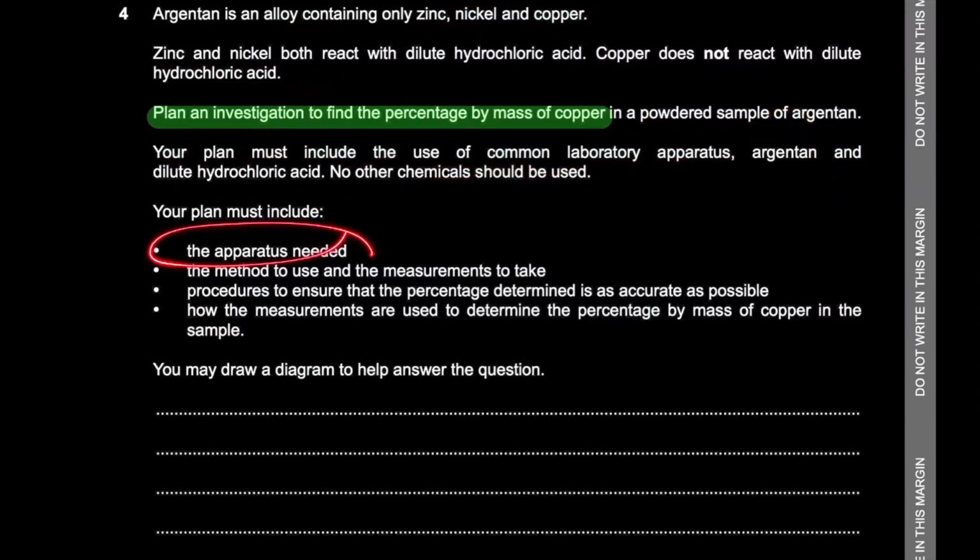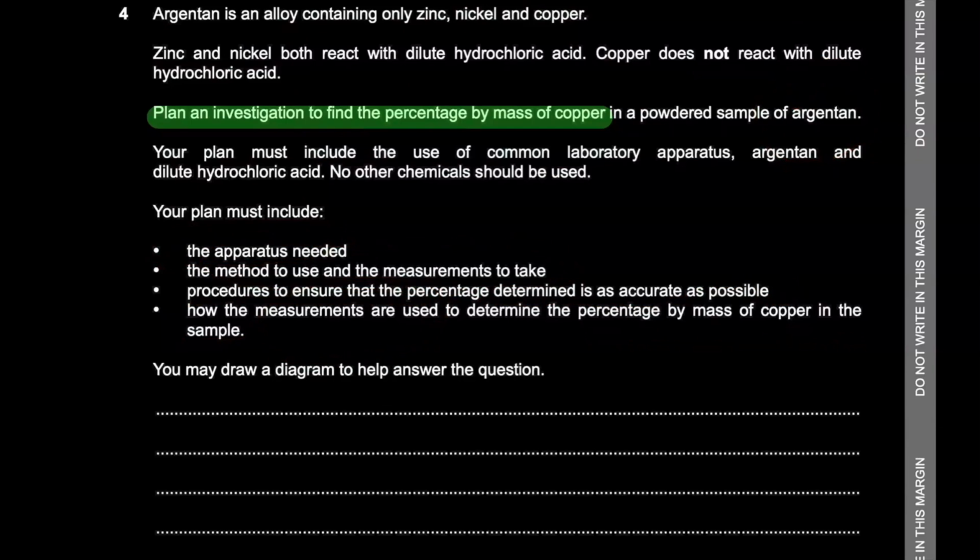Your plan must include the apparatus needed, the method to use, and the measurements to take, procedures to ensure that the percentage determined is as accurate as possible, and how the measurements are used to determine the percentage by mass of copper in the sample. You may draw a diagram to help answer the question. Okay, the diagram is optional. You do not have to draw the diagram. So the first thing you do is, generally speaking, whenever you want to dissolve a solid in an aqueous solution, we're going to use a beaker.